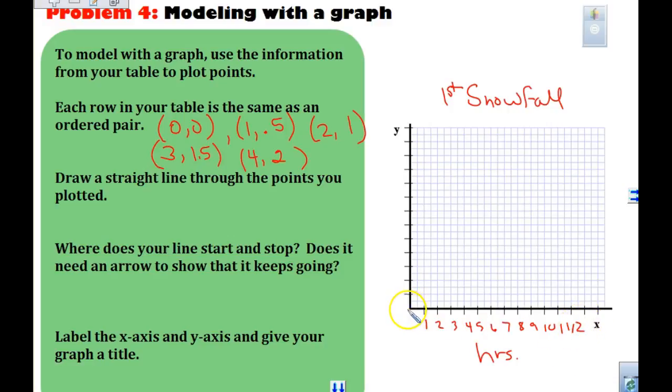And as we are looking at this one, I do not want you to go up by ones. I want this one, I want you to go up by half. So this is going to be a half. This would be 1. This would be 1.5. This would be 2. What are we talking about for our label? Inches of snow. Okay. And now we want to plot those points.